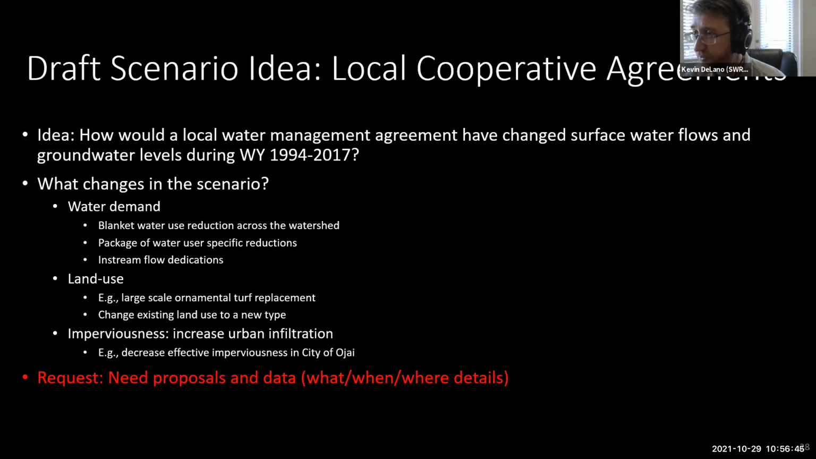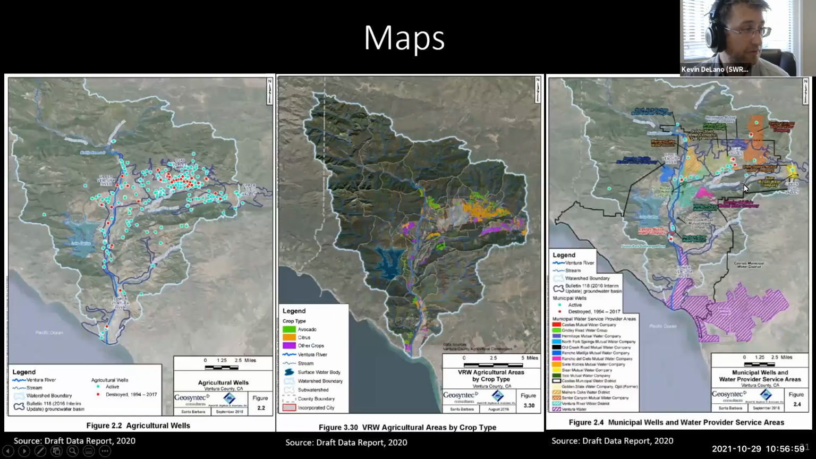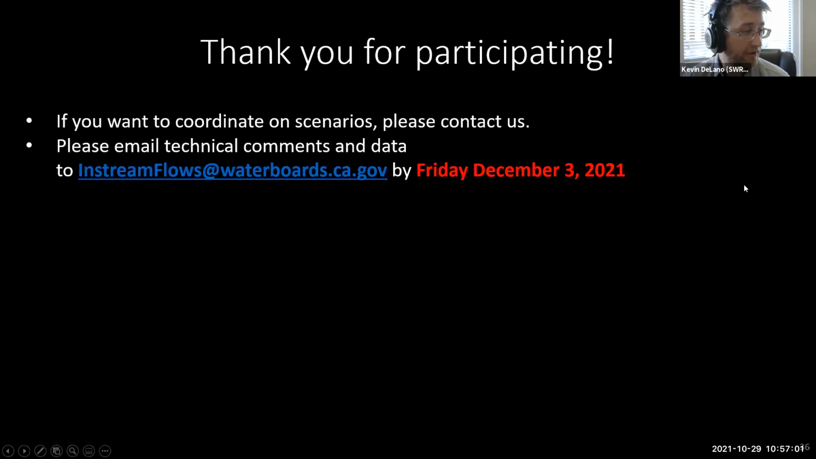So let's jump forward. Okay, so sorry, one really quick, Christopher, send proposals where, so we're accepting comments at our email address for the in-stream flow unit, which is, I'm just going to skip to it. So it's instreamflows@waterboards.ca.gov. So this is for everyone. Please submit your comments and data to this email address by Friday, December 3rd.